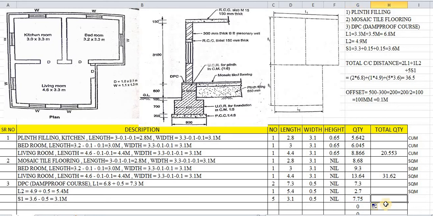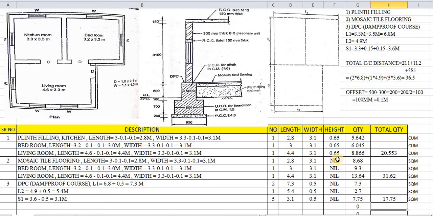Okay, so these quantities are the DPC quantity, L1, L2 and S1. So again we will add these quantities. So we will add this plus this plus this. Okay, so these are the 3 quantities of DPC, and 17.75 is the total quantity.